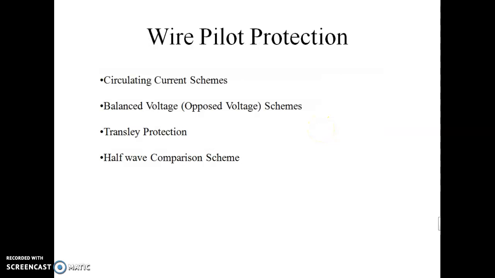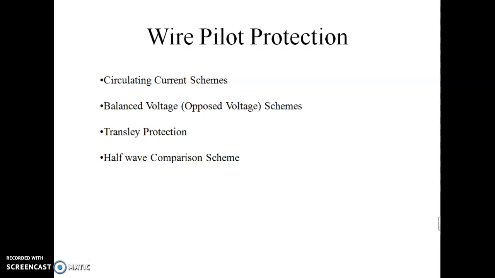Okay, a single phase current is derived from the three phase currents at each end of the line. Therefore, only one pair of pilot wires is used to carry the information signal. For short lines, wire pilot schemes are less expensive than the carrier current schemes because the terminal equipment is simpler and also cheaper. Okay.